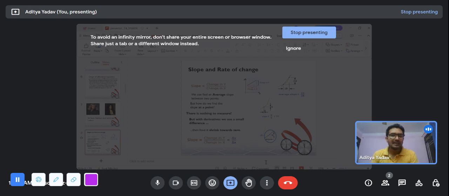Also, we can find an average slope between two points, but how do we find the slope at a point? With the derivative, we use a small difference and then let it tend towards zero. So we can write slope as del y over del x, where del is a small change in y with respect to a small change in x, meaning when there is a change in x, there is a change in y.